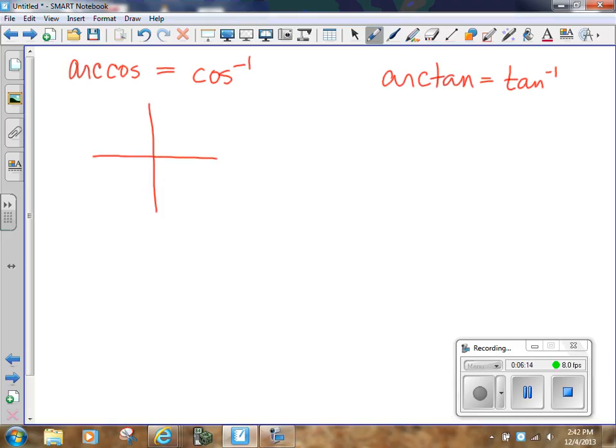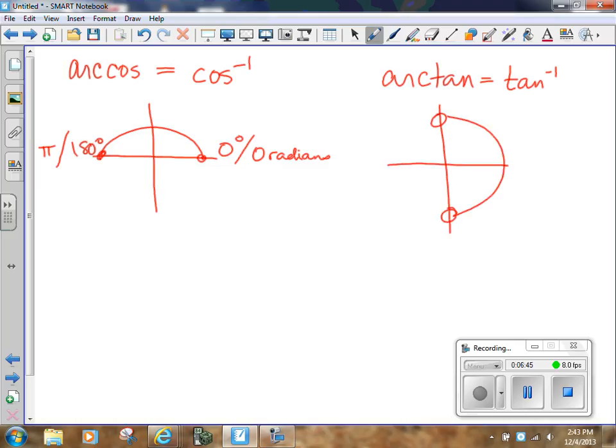Where is the area that we pay attention to for arccosine? That's your top. Closed circles on the ends or not? Yes. Closed. So right there. That's the area, and it goes from what number to what number? 0 to 180 degrees, or 0 radians to pi radians.